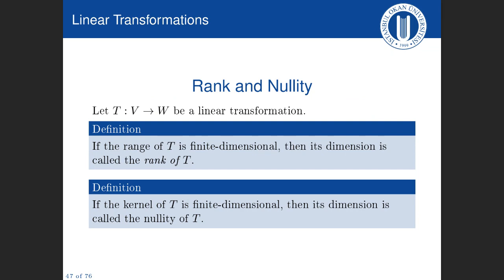Rank and nullity of linear transformations. Let's suppose T is a linear transformation from V to W. If the range of T is finite dimensional, then its dimension is called the rank of T. If the kernel of T is finite dimensional, then its dimension is called the nullity of T. And if we have a matrix transformation, that's the same as the rank of the matrix and the nullity of the matrix.